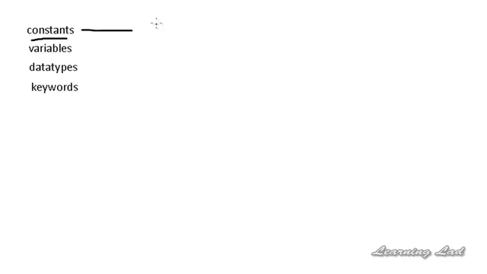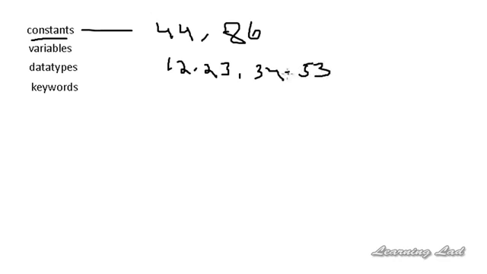For example, we have integer constants, which is a whole number. For example, 44, or we have 86, or any whole number which is an integer constant. And then we have floating point constants, for example 12.23, a number with decimal values, 34.53, etc. So all these are floating point constants. Then we have character constants, for example a letter A or a letter B or a letter Z, single character, and a character constant is written in single quotes.